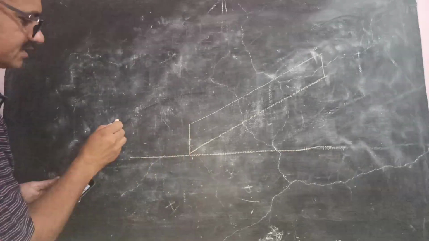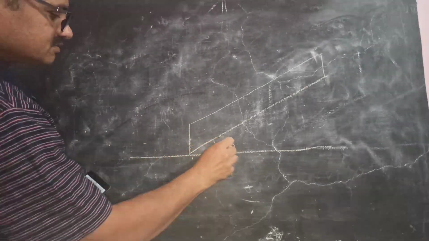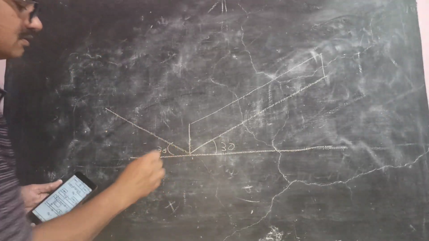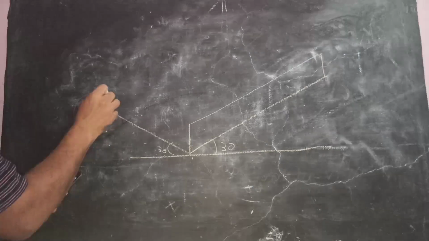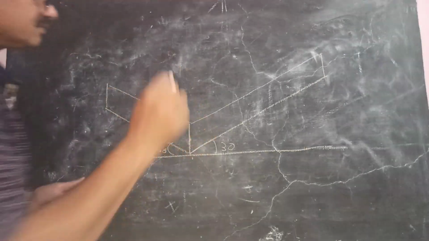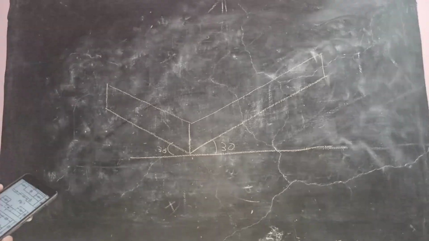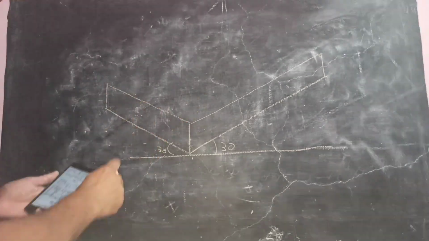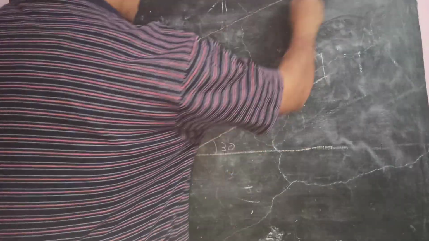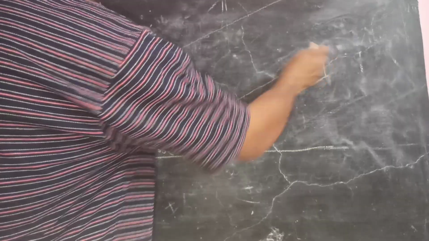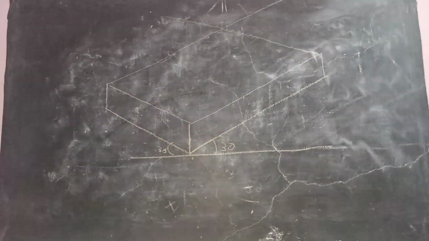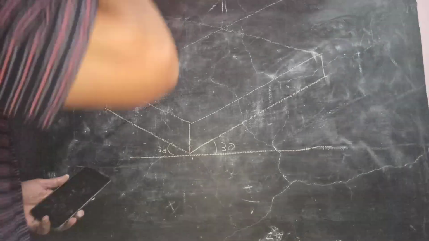Again at 30 degrees, this will be 30 as well as this will be also 30. This is 32. Then height is 10 and complete this. So this is the platform. Then from this corner draw a line parallel to this, and from this draw a line parallel to this. So the platform is ready.